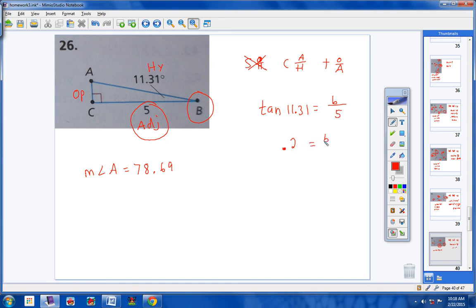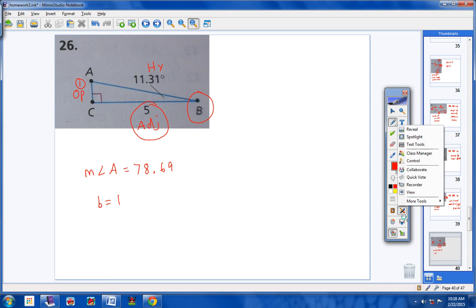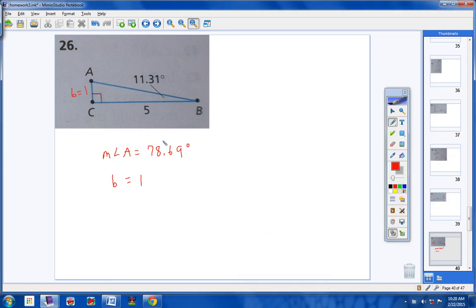Equals b over 5. Now your denominator is 5, so we're going to multiply both sides by 5. If you do that correctly, you're going to get 1. If you multiply b over 5 times 5 over 1, your 5's cancel, leaving you with b. So there we go. The length of this side over here is 1. So side b is 1. Now guys, look at the two sides that you know. This would definitely be a situation where I would want to use Pythagorean's theorem.